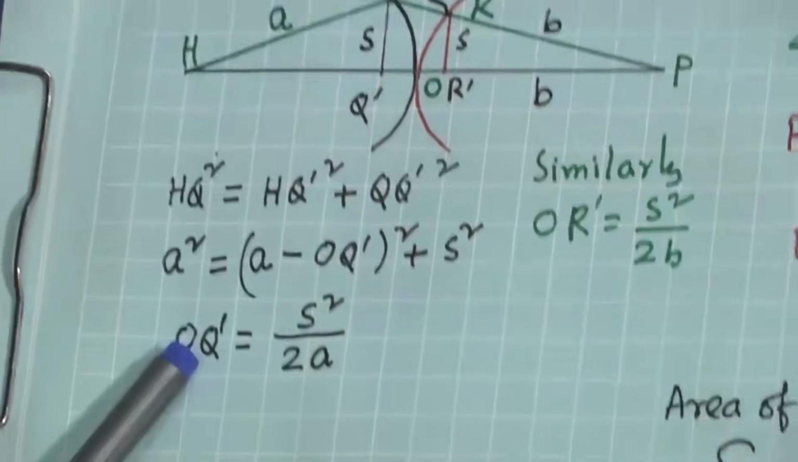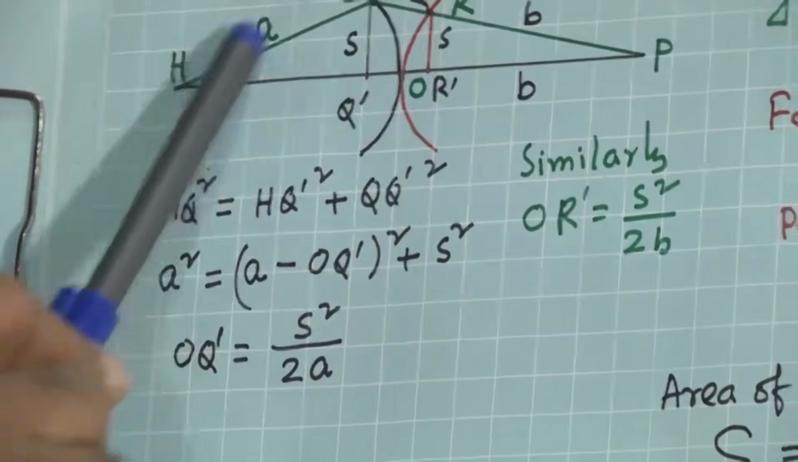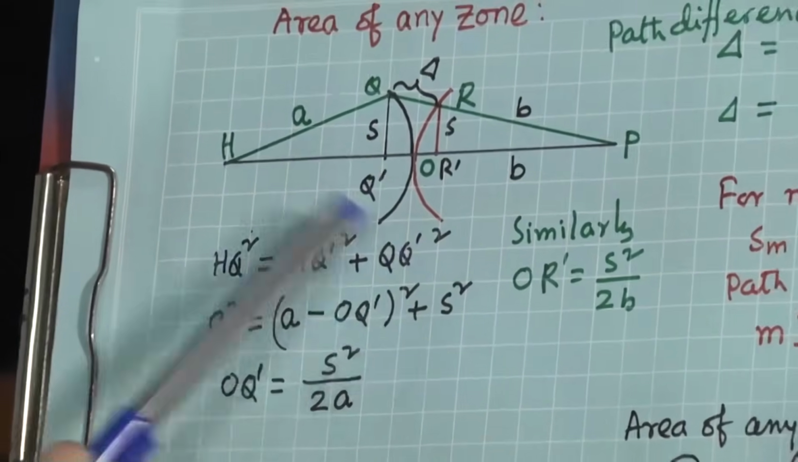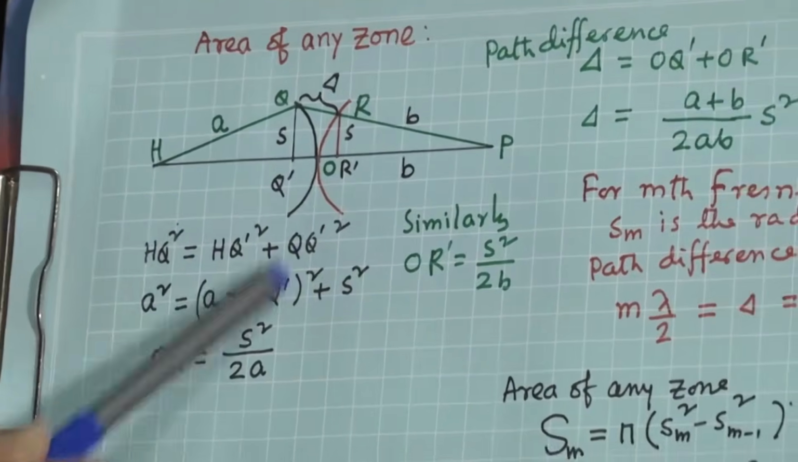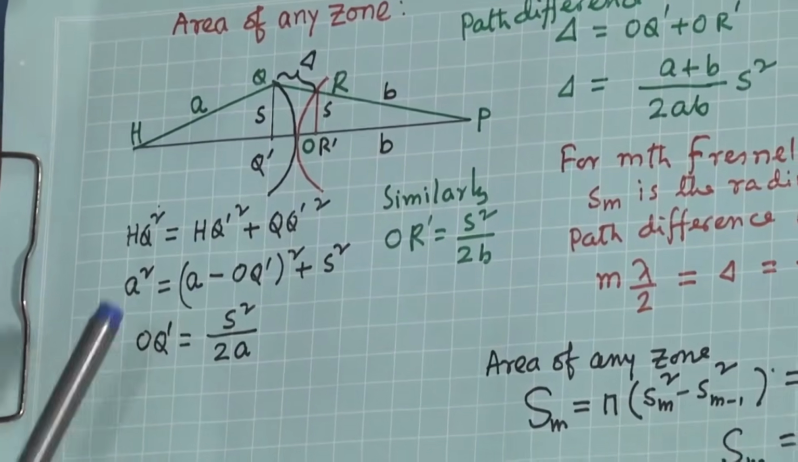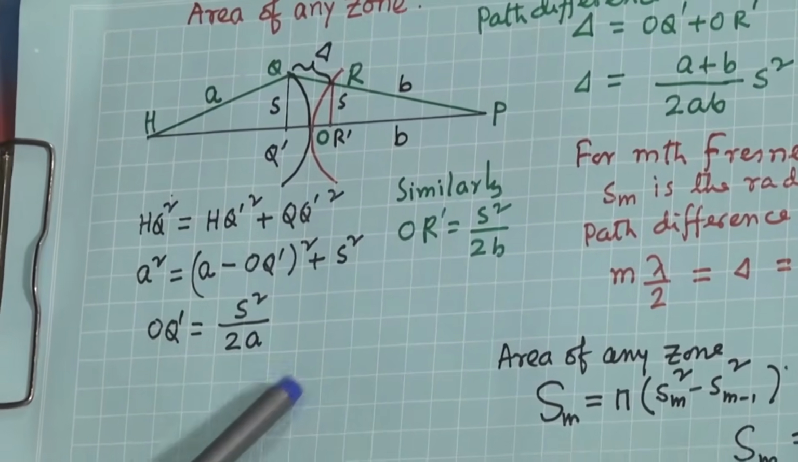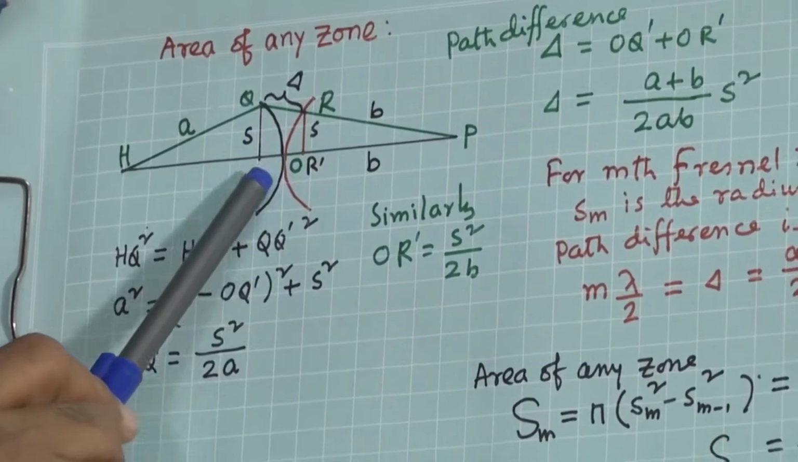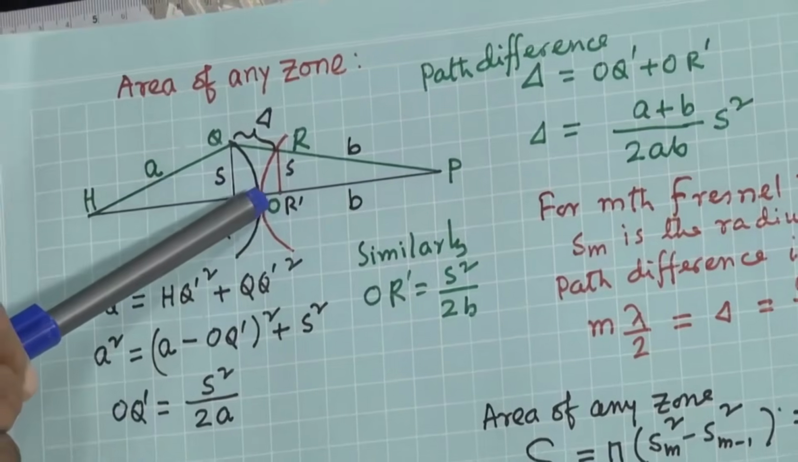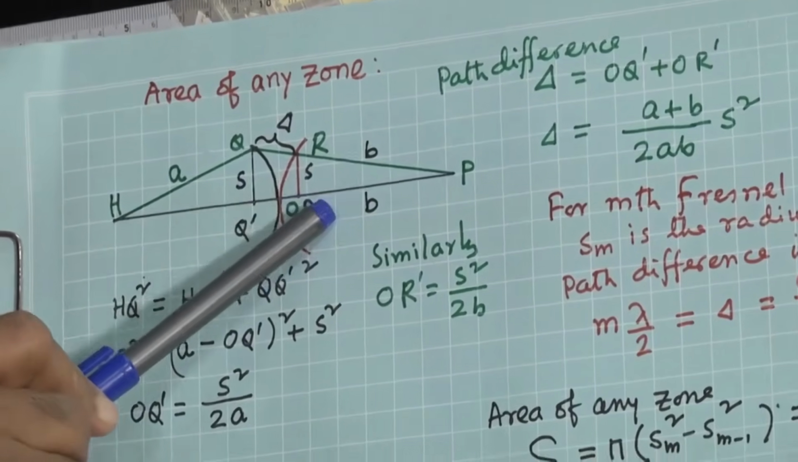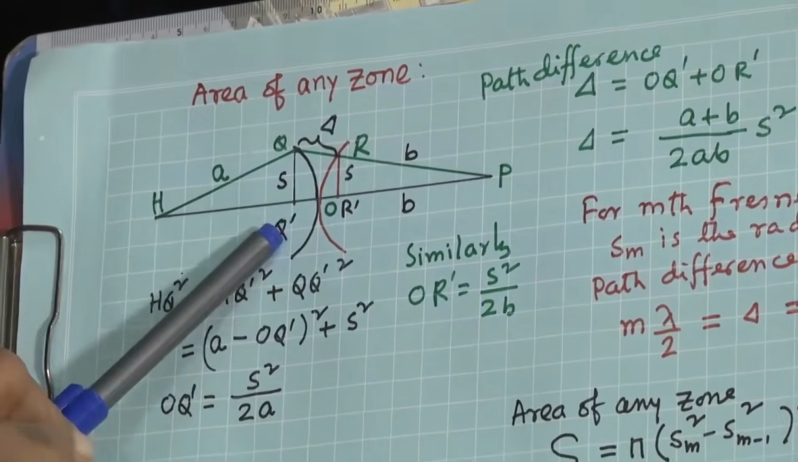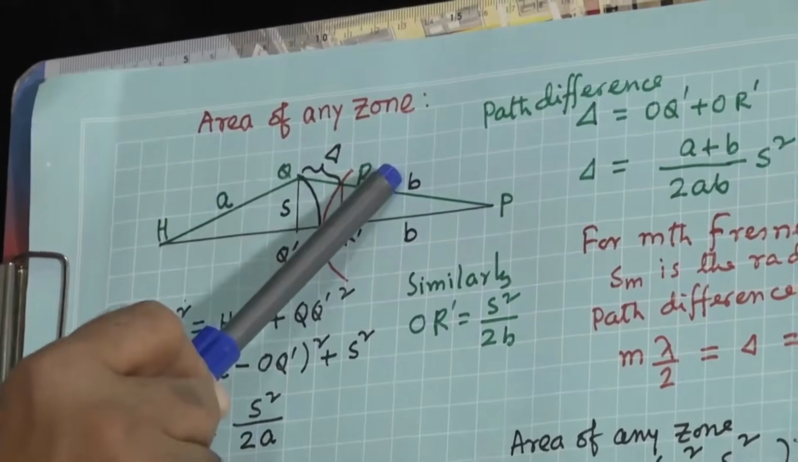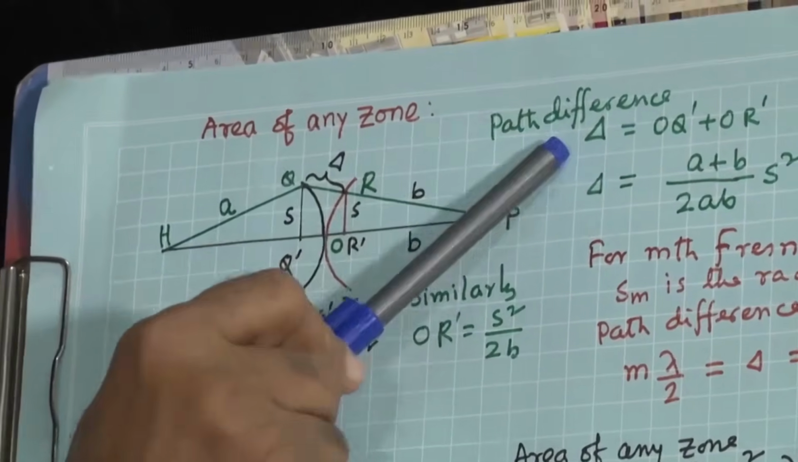Here I have shown you this right angle triangle. I will not discuss it in detail, you can find it out easily. This is the standard. From here, this is the center, and OR dash and OQ dash together are basically equal to QR, which is nothing but the path difference delta.